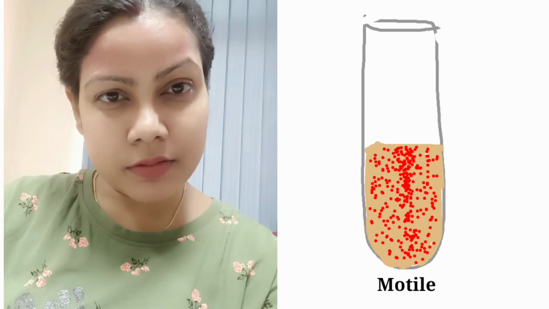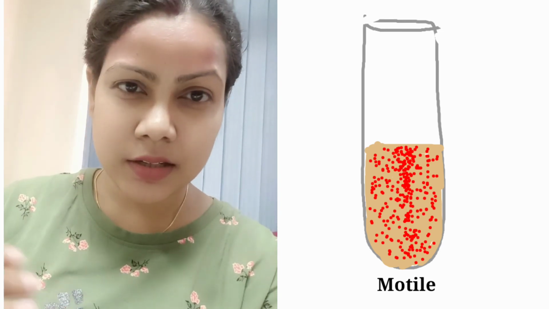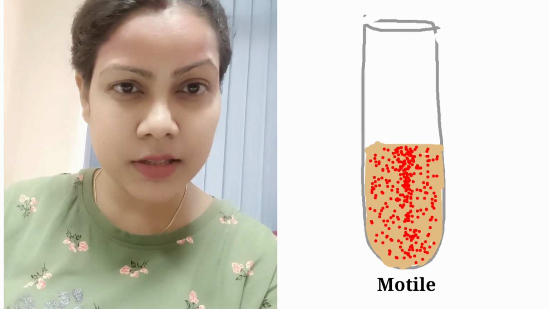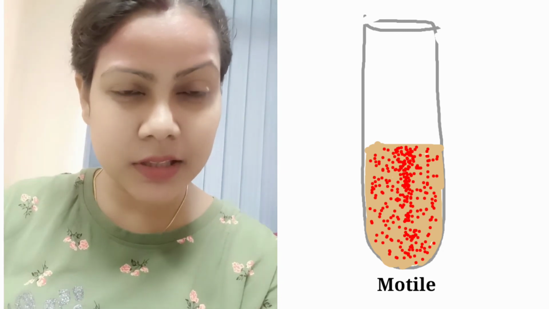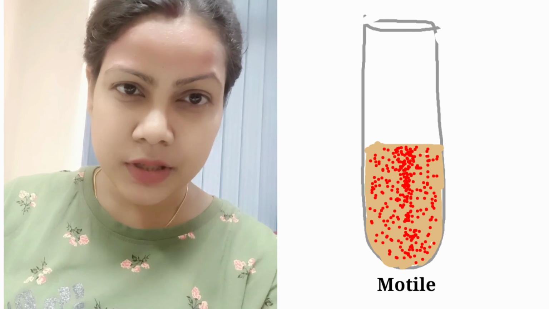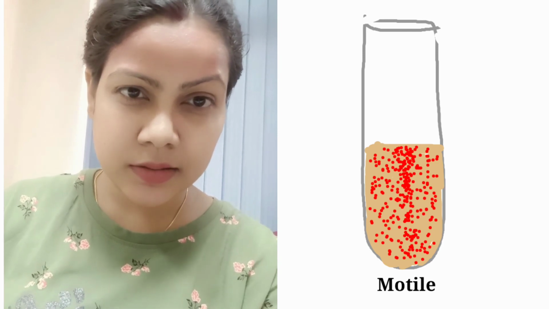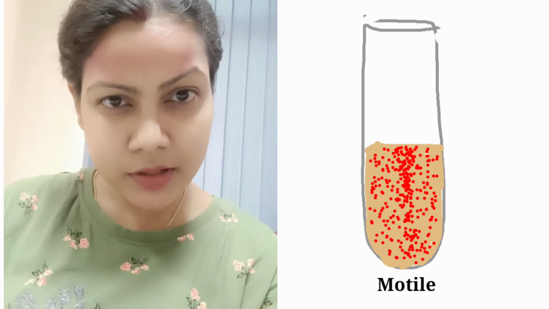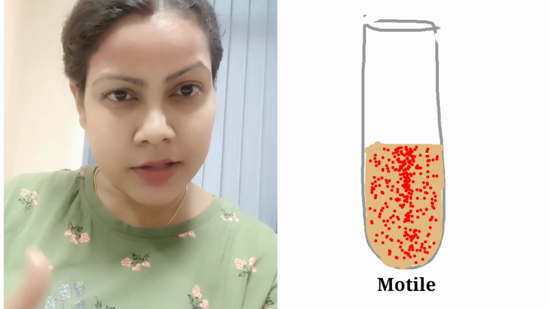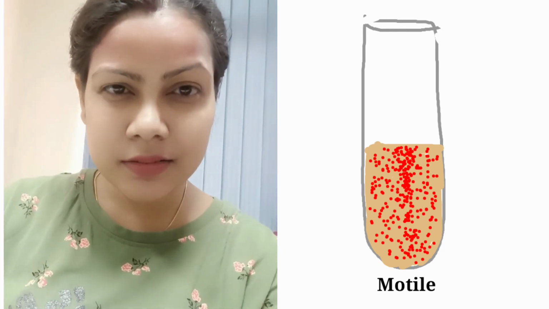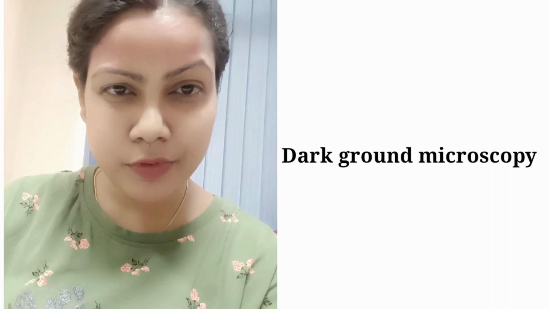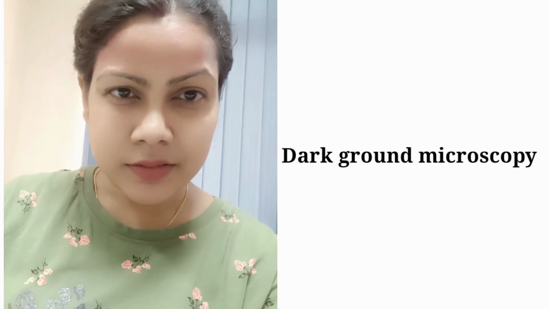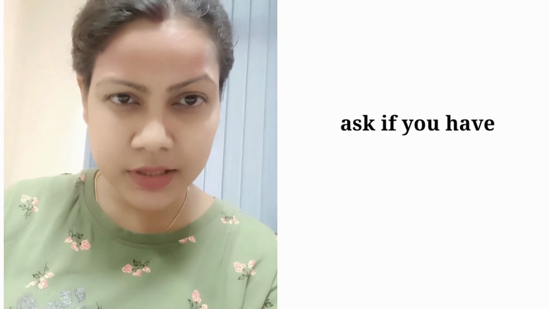in a particular bacteria. For direct methods, we do Leifson's staining and electron microscopy. For indirect methods, we perform the Craigie tube method, hanging drop method, and mannitol motility. And next is dark ground microscopy, for which there is nothing to explain. These are theoretical things.